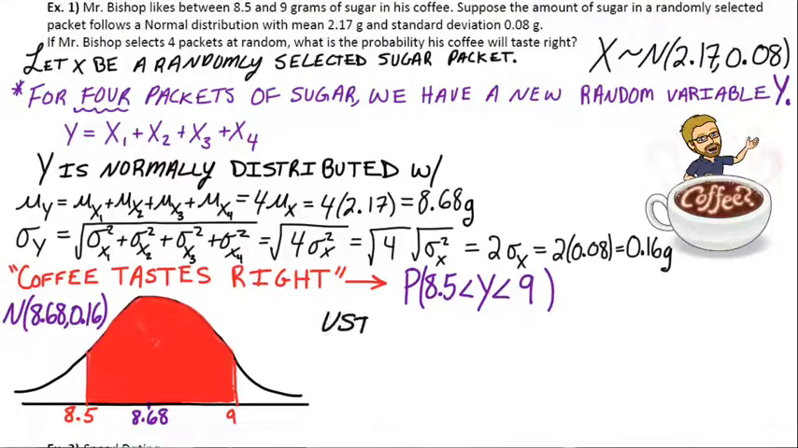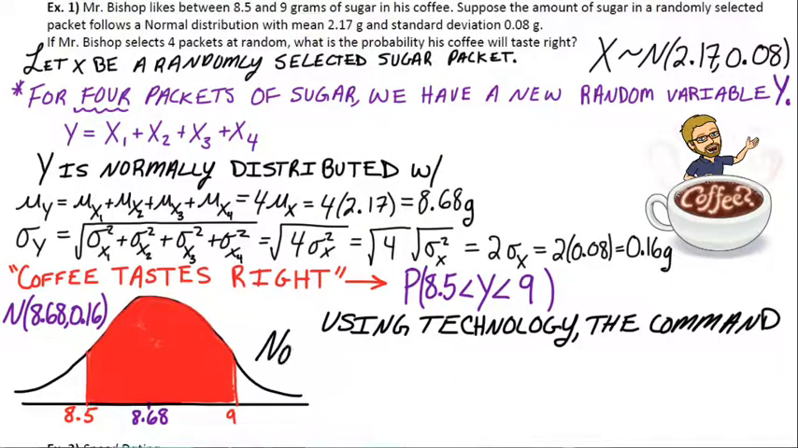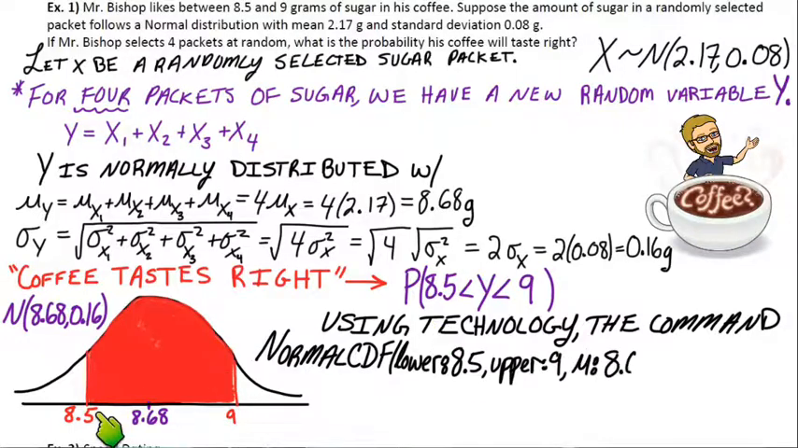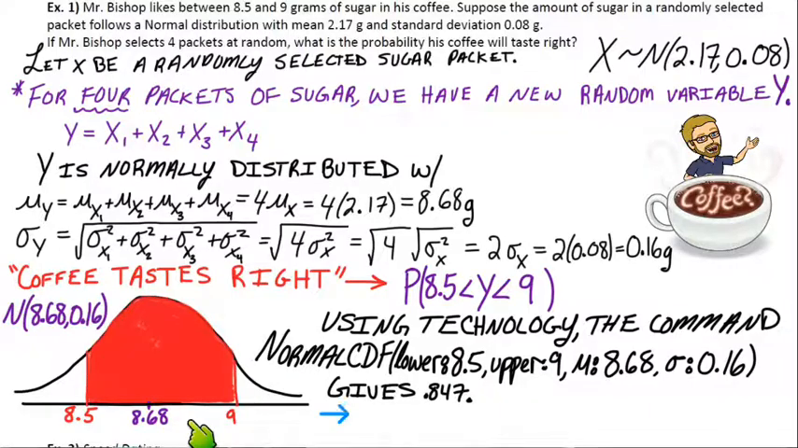And we can use normal CDF to figure it out. Or again, if you're old school and you like z-scores, you can do that too. Seems like the calculator is way quicker in this case, though. The lower bound would be 8.5. The upper bound would be 9. Then we give it our mean and our standard deviation. And our answer is 0.847, which based on how much of the curve we shaded, that seems pretty reasonable.